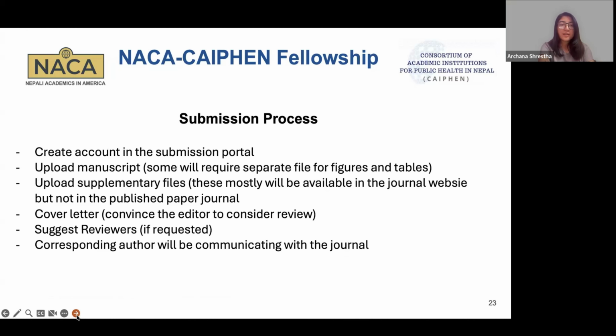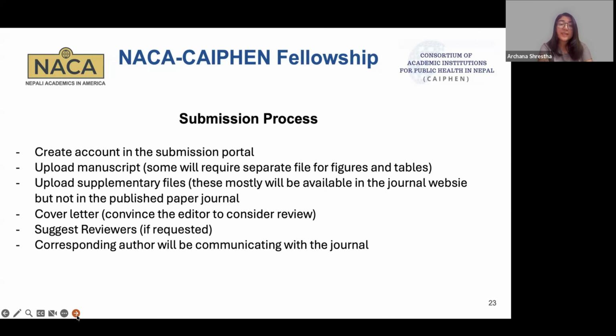For the submission process, create an account in the submission portal of that journal, and then you upload the manuscript. Read the instructions carefully. Sometimes they ask you to upload the manuscript with tables and figures in it. Sometimes they want you to submit them separately. Sometimes tables are included, but they want separate files for figures. So read that carefully and just follow the instructions. Upload supplementary files, which will mostly be available on the journal website but will not be in the printed journal paper. Upload the cover letter, and suggest reviewers.